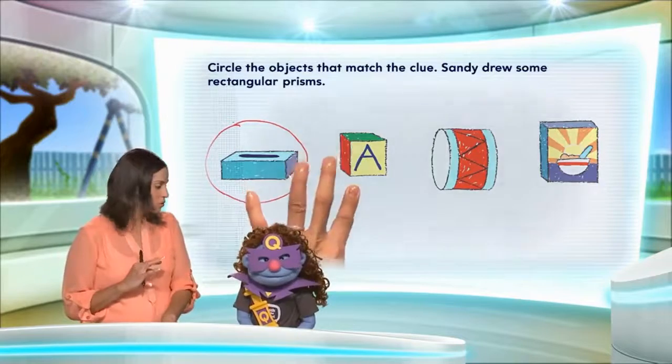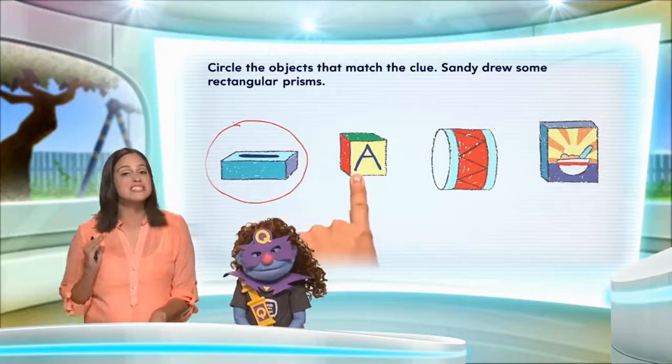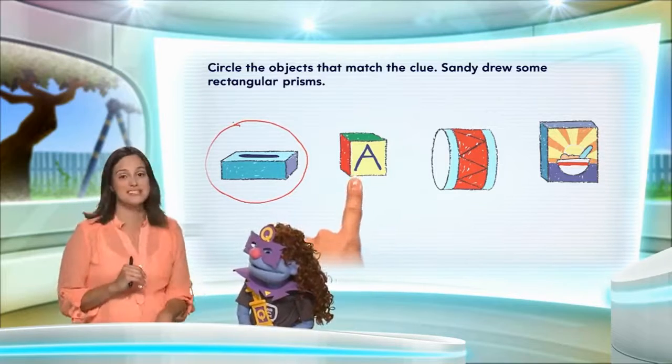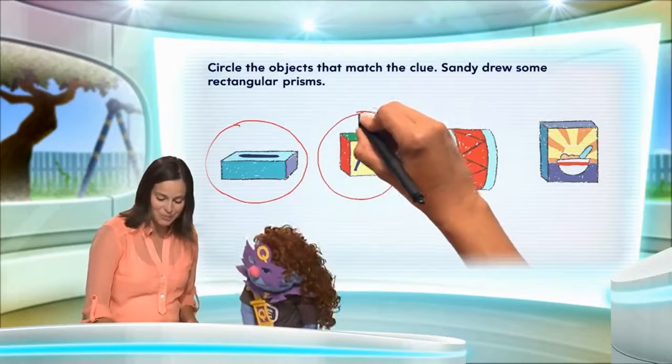Now, Jeannie, or Quizler, remember, a cube is just a special kind of rectangular prism. So we get to circle this one as well.